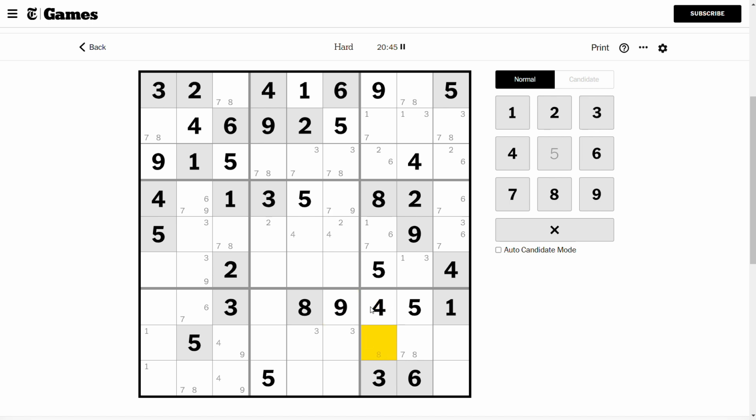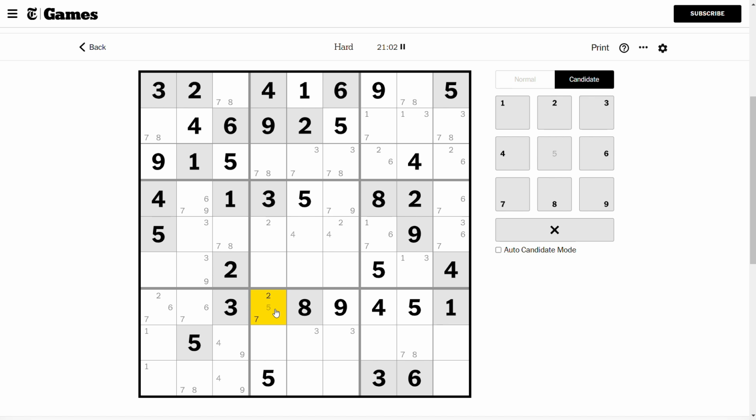So yeah, I could have done that quite a long time ago after I placed this 5. It was there, but yeah, I apologize that I took so long to spot that. Let's try to speed this up. The other missing digits of row 7 are 2, 6, and 7.